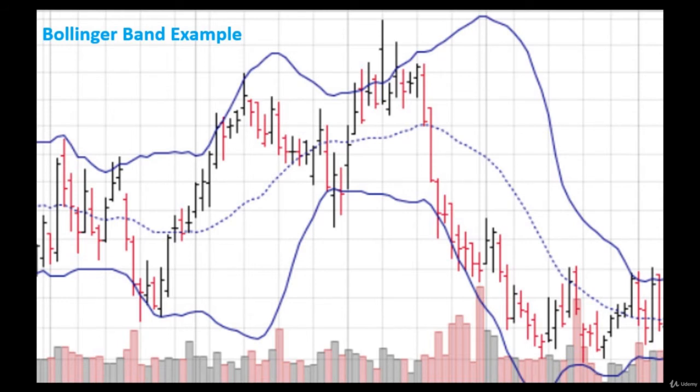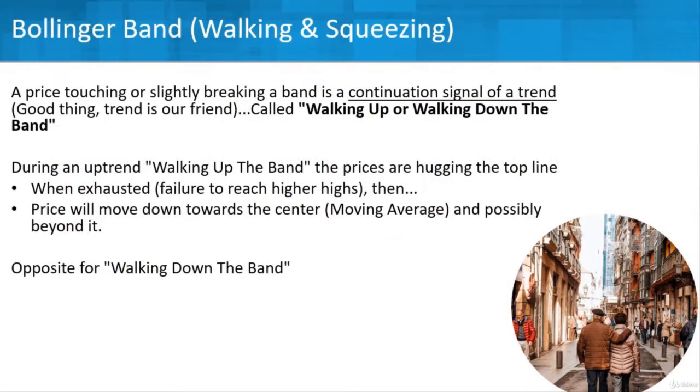That can tell us quite a bit. There are different things that will tell us what to do in terms of trading, and that's what's really important too. But get a feel for what these look like, and we're going to show you how to trade off it. When you're looking at Bollinger Bands, you're looking for walking and squeezing. Oh, that sounds like fun, doesn't it?